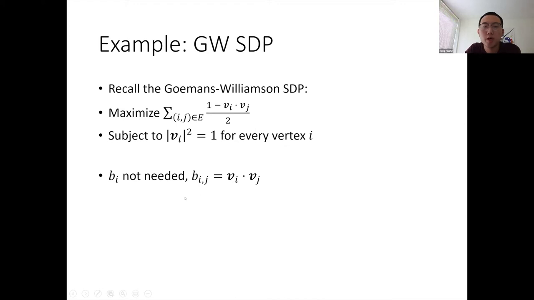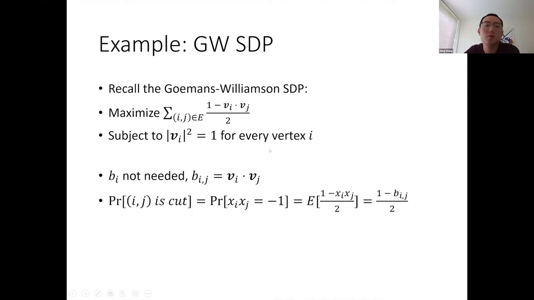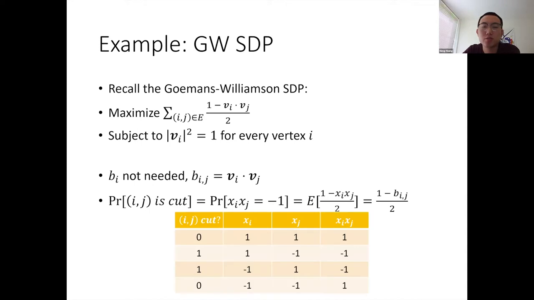And the pairwise bias b_ij is given by the dot product v_i dot v_j. The next step is to search for a local distribution that maximizes the probability that this edge is cut. As it turns out, if we have the pairwise bias, then the probability of this edge being cut is already determined, because the edge ij is cut if and only if x_i times x_j equals minus one. So the probability that this edge is cut is equal to the probability that x_i times x_j is equal to minus one, which is equal to (1 minus b_ij) over two. This is the probability that this edge is cut under this local assignment. Then the goal of the SDP is to maximize the sum of the probabilities. And that's exactly what we're doing here in the Goemans-Williamson SDP.